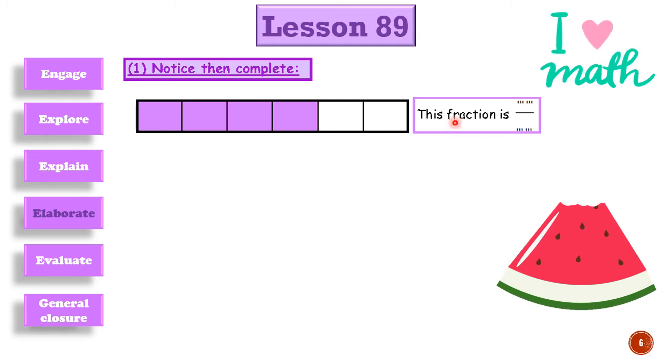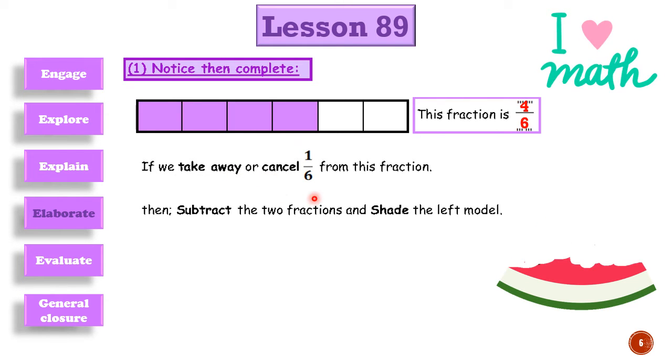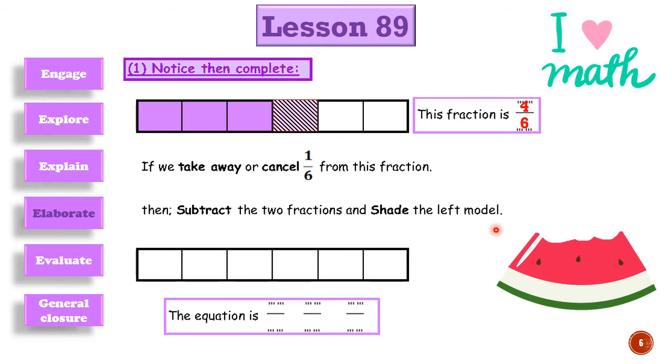Here we have in this model, how many? Yes, this fraction is called 4 sixths. Good job. If we take away or cancel 1/6 from this fraction, like this, then subtract the two fractions and shade the left model. In this empty model, and these empty spaces, we will write the whole fraction and subtract this fraction and write down the result, like this. Whole fraction, yes, it was 4 sixths. And I will subtract from it what? Yes, 1/6. Subtraction means minus.